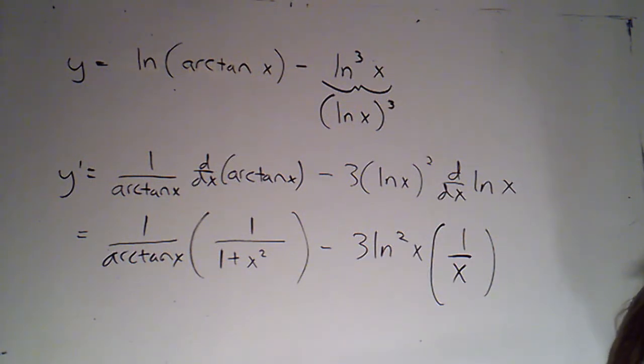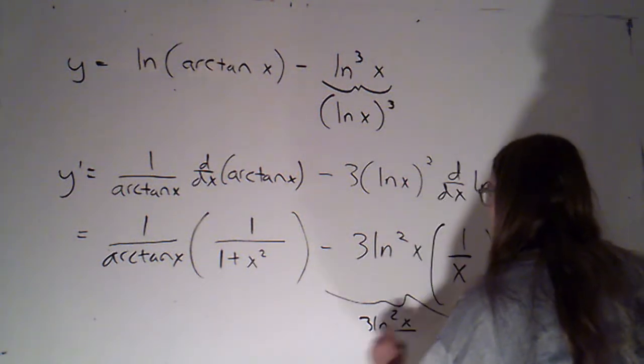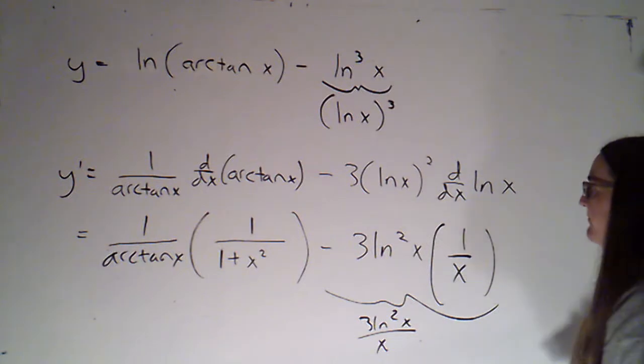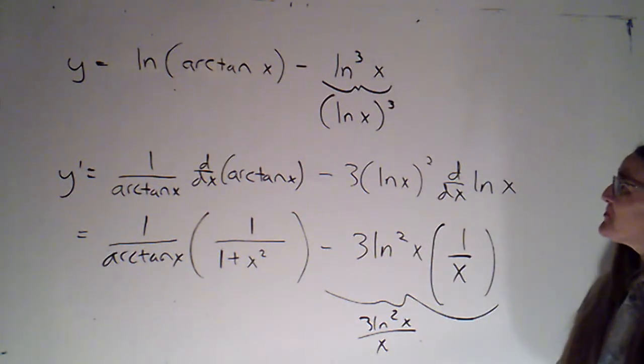Okay. All right, if I wanted to write this piece as 3 ln squared x over x, that would be fine. I don't see a whole lot of simplification, though, that's going to make this any nicer. So I think we're done.